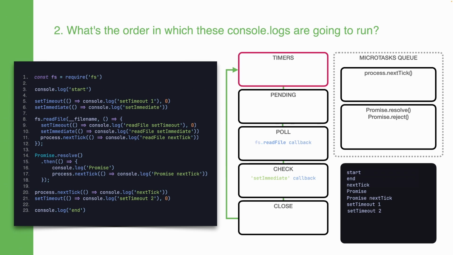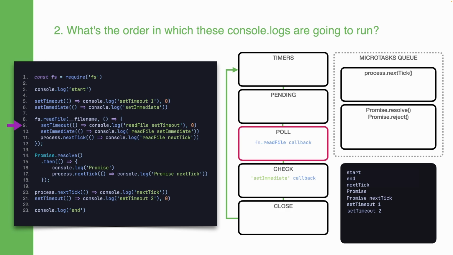There are none, so it proceeds to the pending queue, which is empty. Again, the microtask queues are checked for callbacks. There are none, so the loop moves to the poll phase, which has a callback registered. The I/O event was received, so the callback gets executed.